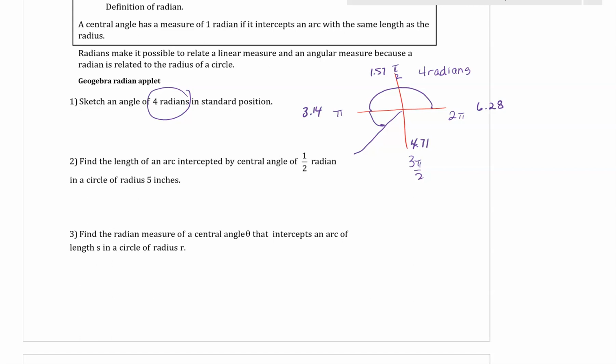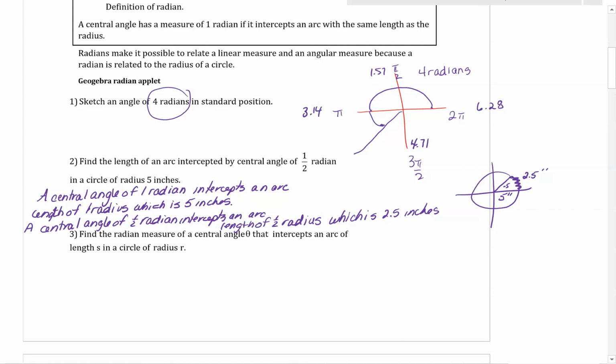Okay, let's take a look at the next example. It says, find the length of an arc intercepted by a central angle of 1/2 radian in a circle of radius 5 inches. Let's draw a picture. The radius is 5 inches. Go ahead and see if you can draw a picture to describe the situation. For number 2, a central angle of 1 radian intercepts an arc length of 1 radius, which is 5 inches. Therefore, a central angle of 1/2 radian intercepts an arc length of 1/2 radius, which is 2.5 inches.